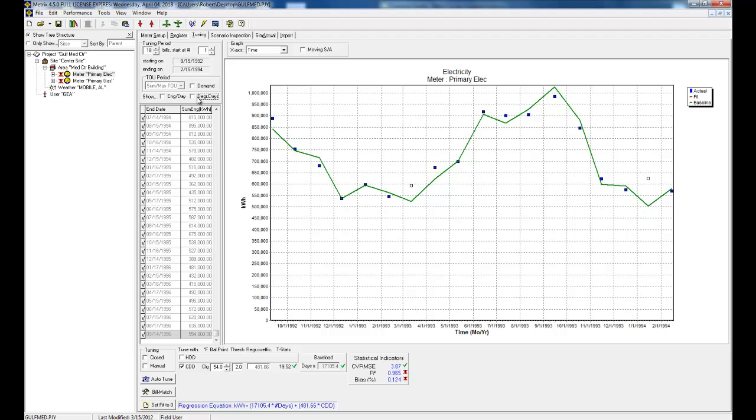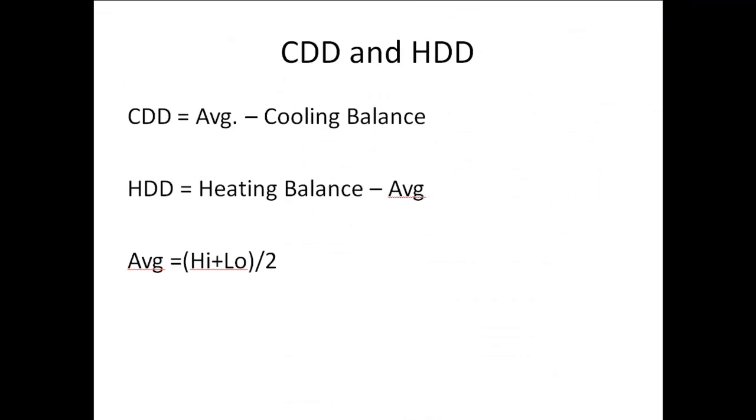The most common variable that you'll use for tuning is weather, which comes in the form of heating and cooling degree days. For this meter, I've got it tuned to cooling degree days, and cooling degree days are a measure of the difference between your cooling balance point and the daily average temperature. The equation for cooling degree days is the average daily temperature minus your cooling balance point. The average daily temperature is an average of the high and low temperature for the day. Cooling degree days are always positive, so if your average temperature is lower than your balance point, you'll have 0 cooling degree days for that day.